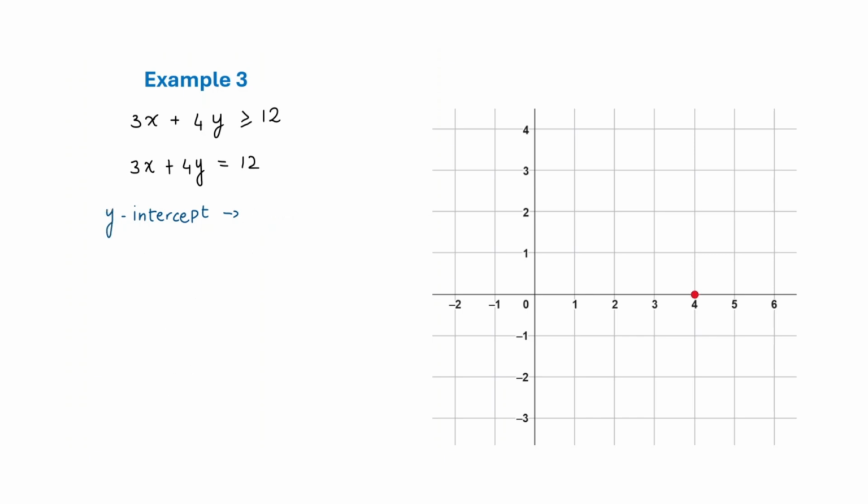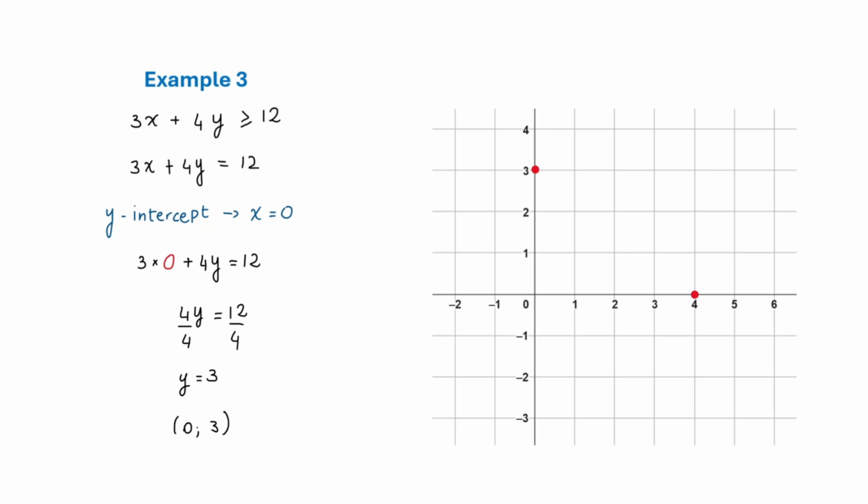Now let's find the y-intercept. To find the y-intercept, we set x equal to 0. So we substitute x equals 0 into the boundary line. This gives 3 times 0 plus 4y is equal to 12. So 4y is equal to 12. Divide both sides by 4. Y is equal to 3. So the y-intercept is the point 0, 3. We plot this point on the graph. Now we have 2 points, so we draw the boundary line through them.